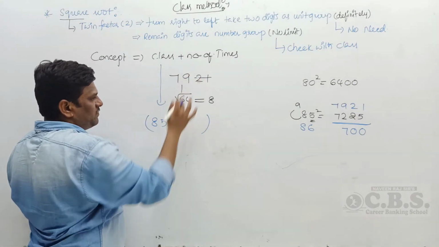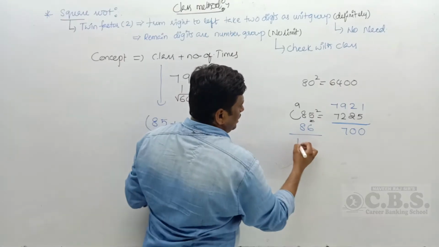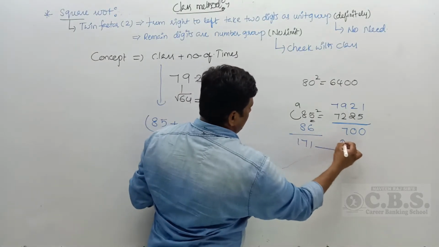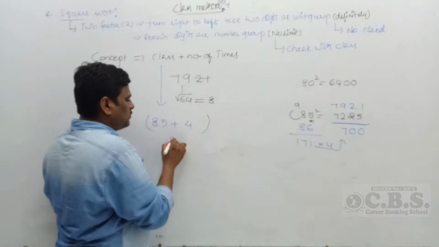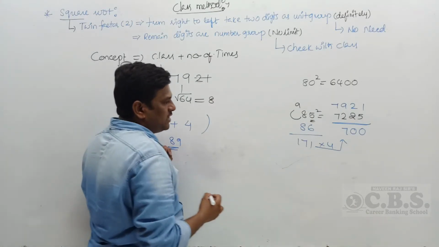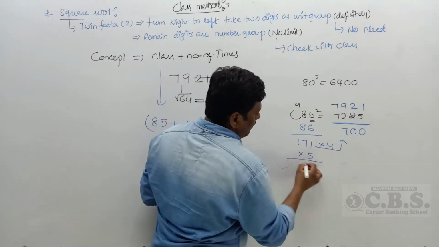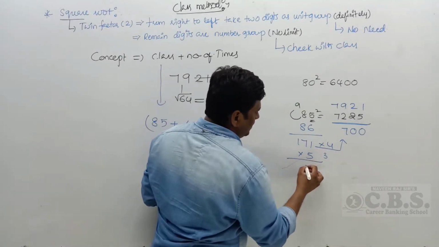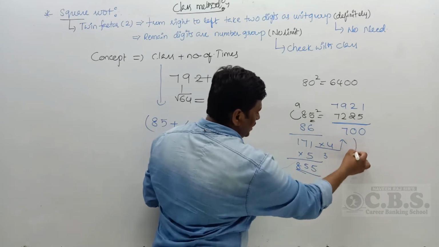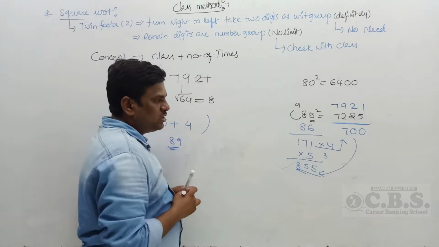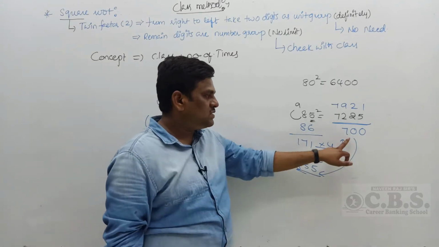You can go for the number of times. 85 after 86 gives you 171. 171, approximately how many times, friends? 4 times. So 85 plus 4 is 89. If it is 5 times, what happens? 5 times 7 is 35, and it is 855. Is it above 700?